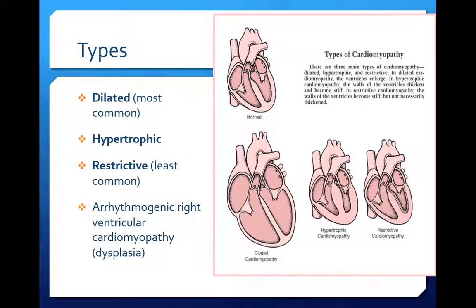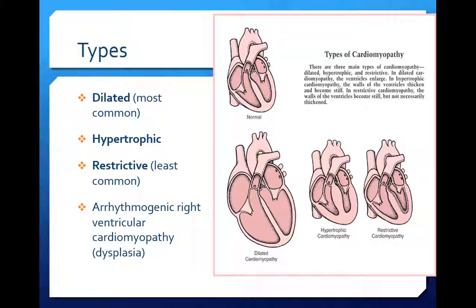So the most common is dilated cardiomyopathy. And when we say dilated, we're referring to the ventricles being enlarged. Hypertrophic is referring to the hypertrophied muscle, so the walls are enlarged. The walls of the ventricles thicken and become stiff. The least common is restrictive. It's a little bit of a combination of both systolic and diastolic heart failure that it can lead to. And in restrictive cardiomyopathy, the walls of the ventricles become stiff, but not necessarily thickened.